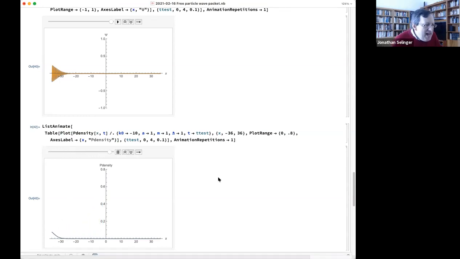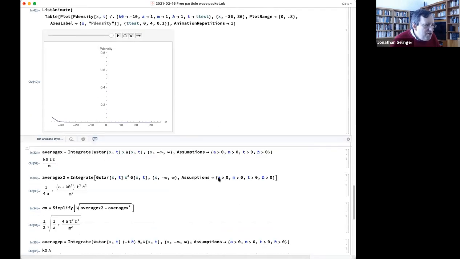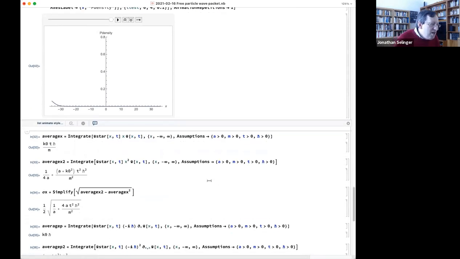And that makes sense in the equations, right? Because the average momentum is h bar times k naught, right? And so if I make k naught negative, then the average momentum will be negative, meaning that the particle will be moving to the left instead of the right.